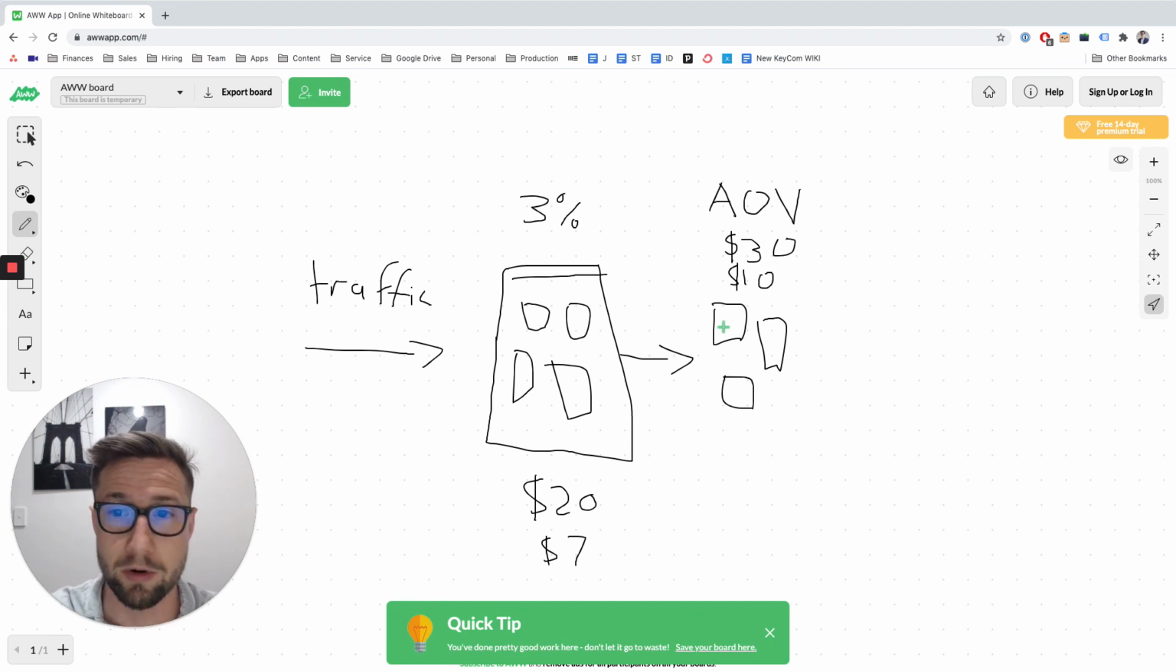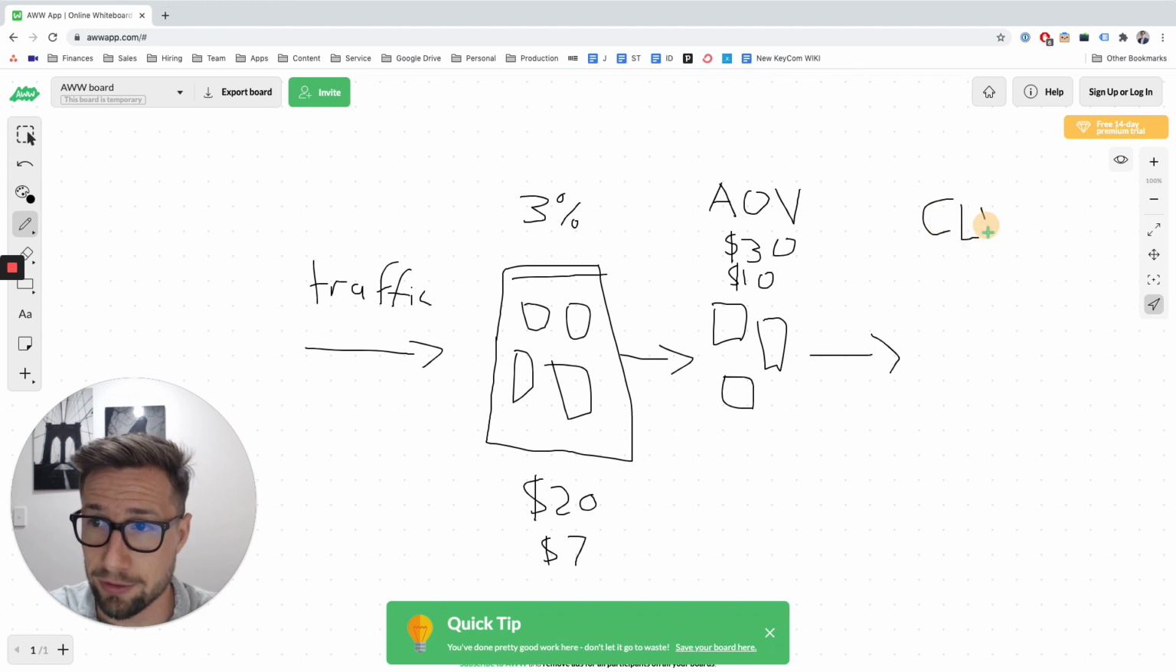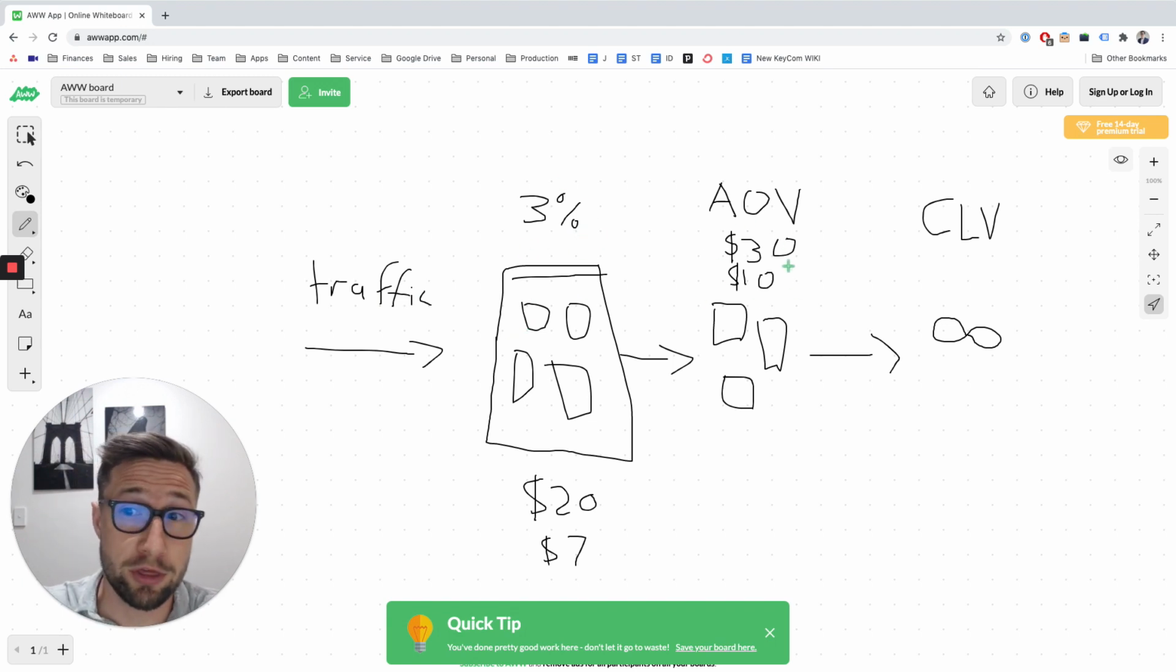The next thing you want to worry about: you have your average order value, you have your conversion rate, and you have your traffic. The fourth big thing you want to worry about is called the customer lifetime value. What this means is, and let me just draw an infinity sign, the idea here is that someone comes to you, you pay for them, they go to your website, they convert at 3% or whatever it is. You increase their average order value to $30.